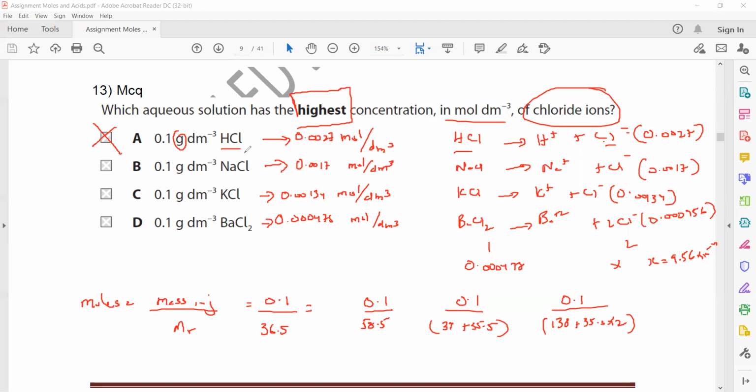So we have to work out the concentration for each, and then we use a ratio to work out the concentration of chloride ion, because for the first three examples, the ratio of molecule to chloride ion is 1 to 1. That's why we did not multiply by anything. We got the same concentration. But for this last one, because it contained two chloride ions, the ratio of molecule to chloride ion is 1 to 2. That's why the concentration will be multiplied by two.